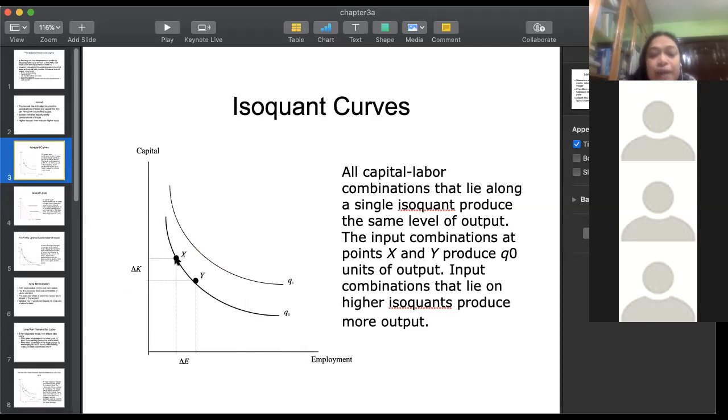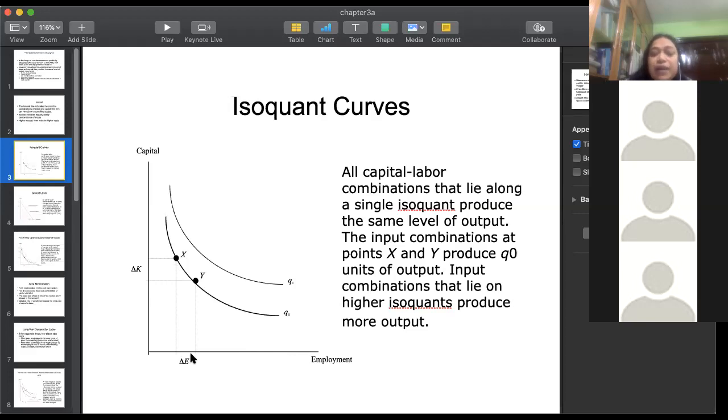Now, if you move from X to Y, by increasing employment or labor by delta E, you also have to sacrifice your capital by delta K. Otherwise, you will move on to a higher isoquant. So if you want to increase labor, you have to sacrifice capital. The rate at which you sacrifice capital for labor is reflected by the slope. So you're giving up this in order to gain this and maintain the same level of output. So the slope at this point is given by delta K divided by delta E.